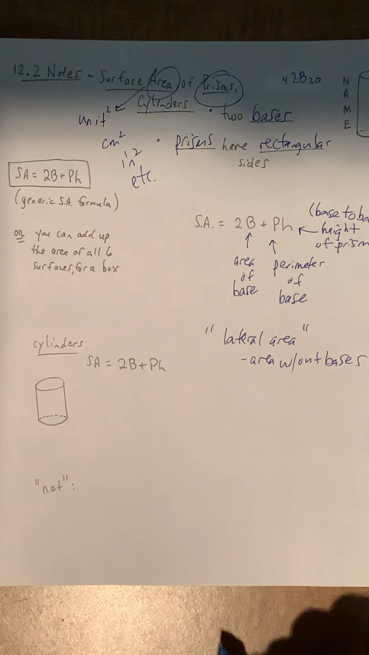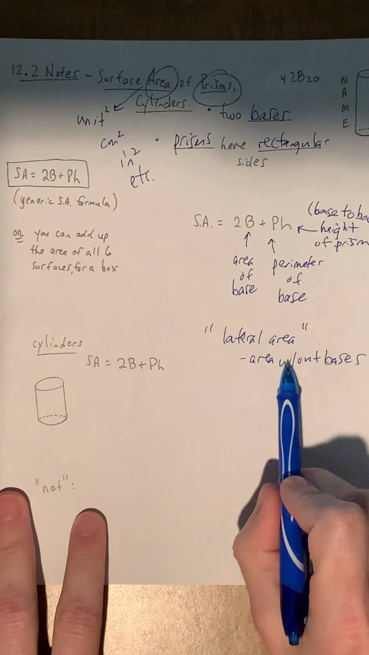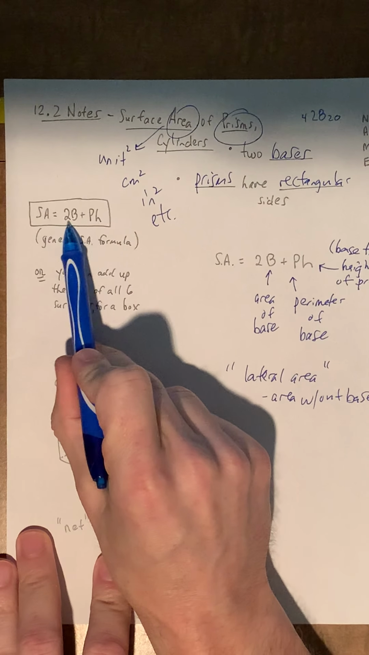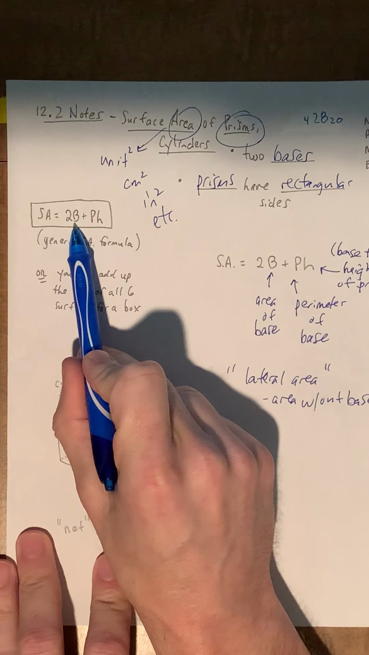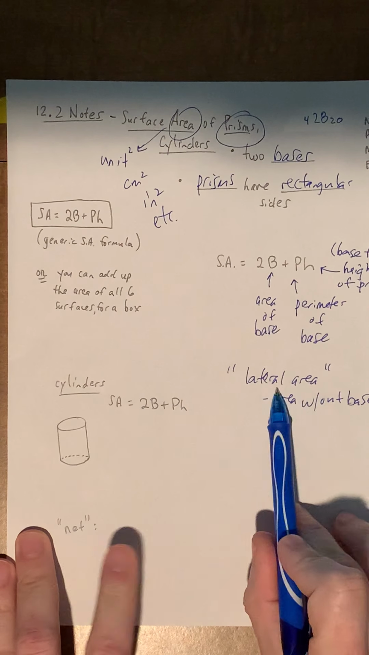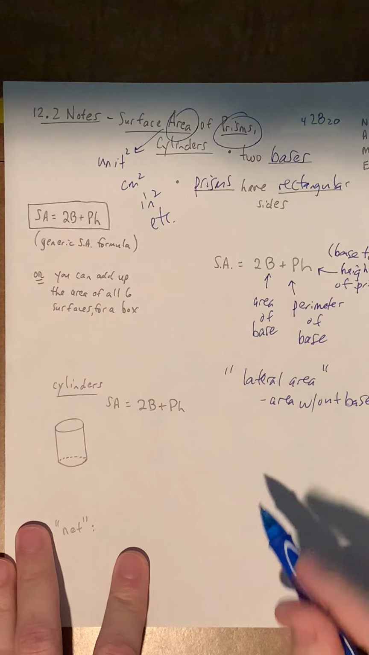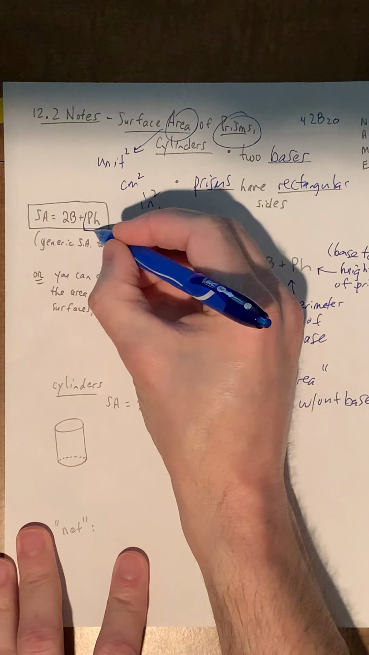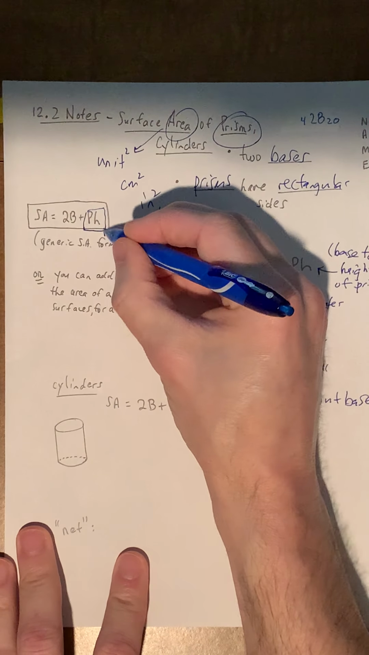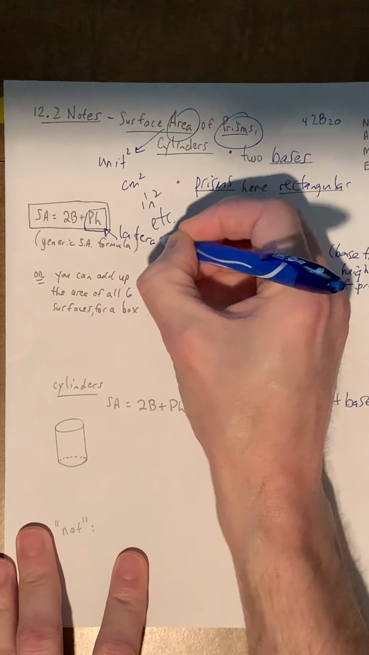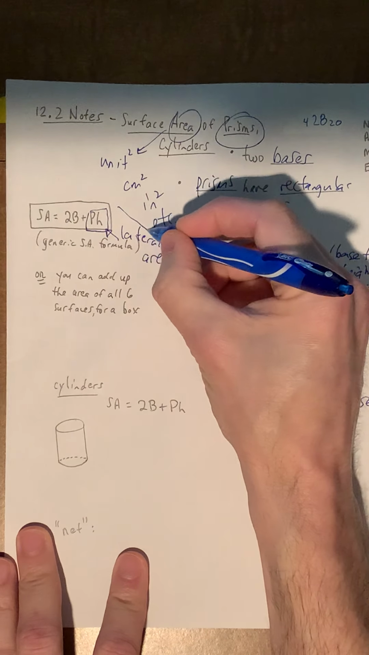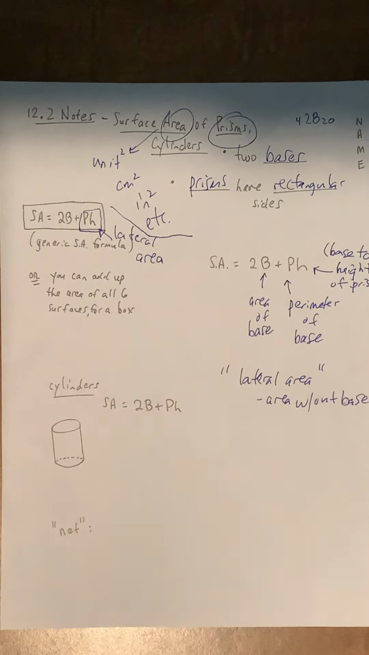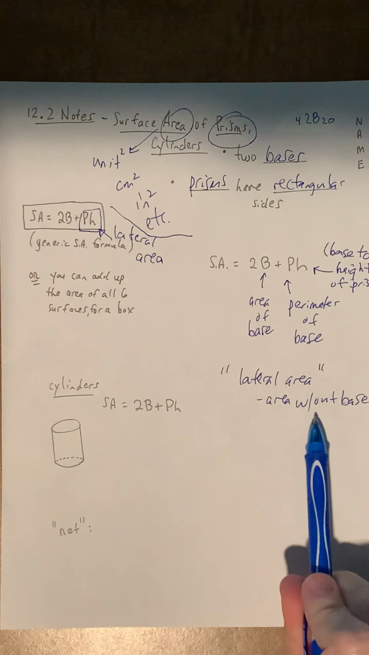Now, the lateral area, if we go back and look at the formula, 2B stands for the two bases. So if they want you to only find the lateral area, all you have to do is take the 2B part off. So in the formula, the PH part will calculate the lateral area. If they ever want the lateral area, just calculate the PH part. Don't worry about the 2B because you're taking off the bases.